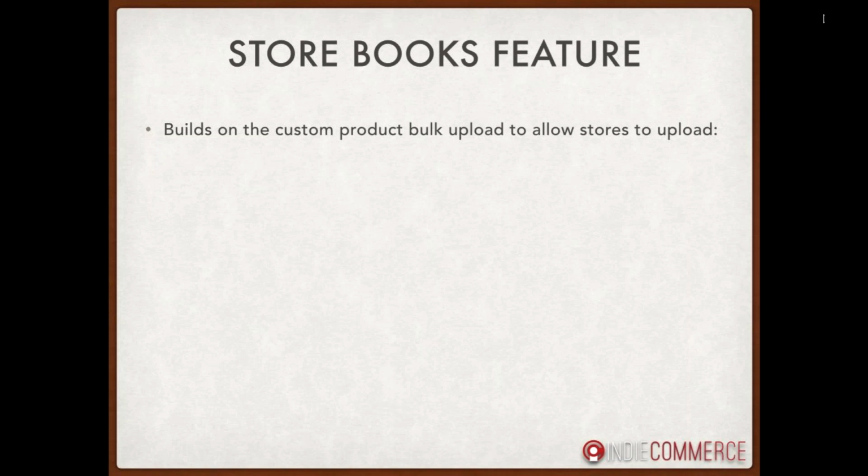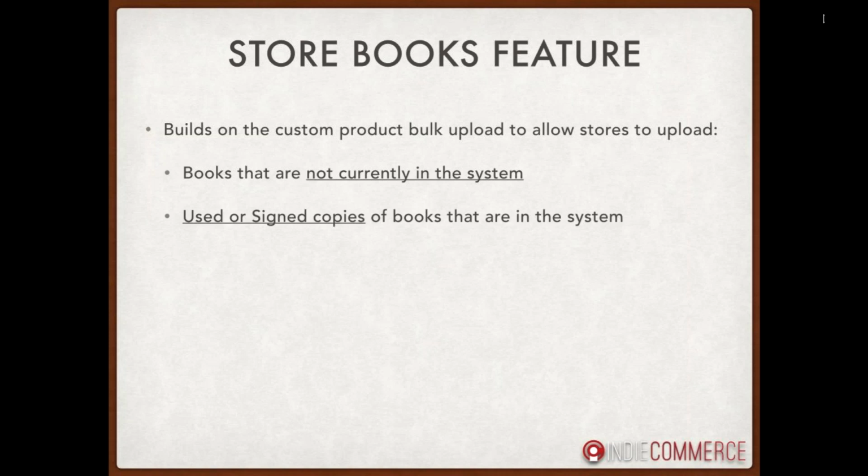It's not something that you would add through the add a book feature that would go to every store. It's probably a book that you may already sell, but at a different price point. So that feature builds on this custom product bulk upload feature to allow you to upload books that aren't in the system or used or signed copies of books that are. When that feature is enabled, it creates a store book product class. And that product class comes complete with a dozen or so common book metadata fields. That means things like the author, the number of pages, the publisher of the book, the binding type. All of those things get created automatically so that they'll be consistent.